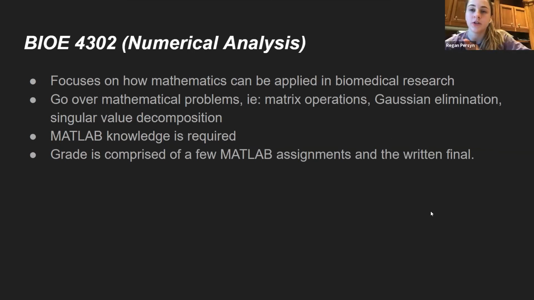All right, so moving on to numerical analysis. This was the first senior level course that I experienced. And it's a very simple class. It should be an easy A if MATLAB comes pretty easily to you.